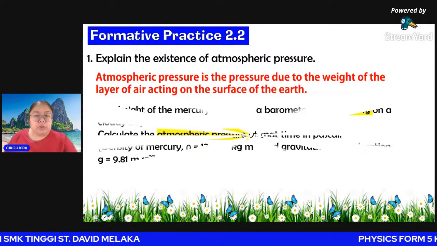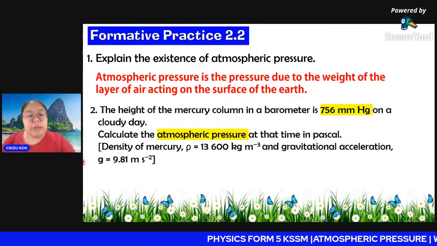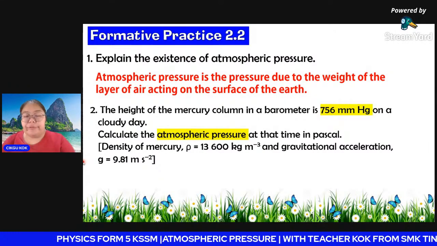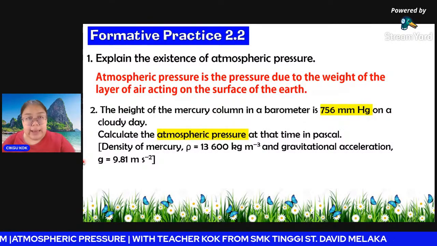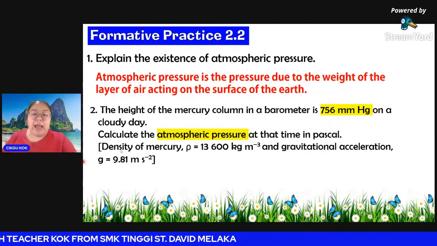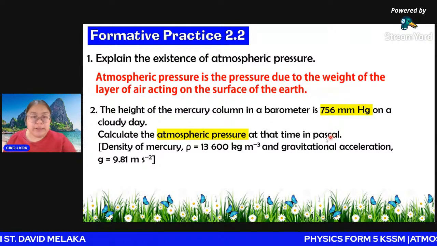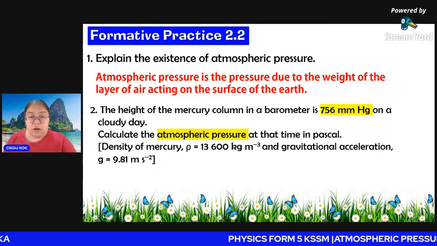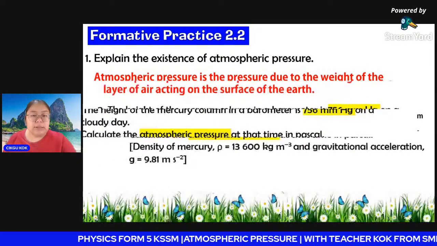Okay, for number two. They say the height of the mercury column in the barometer is 756 millimeter mercury on a cloudy day. Now you need to calculate the atmospheric pressure at the time in Pascal. Okay, so from here, we go through the info. From the question, you might understand. Then we show the info first.